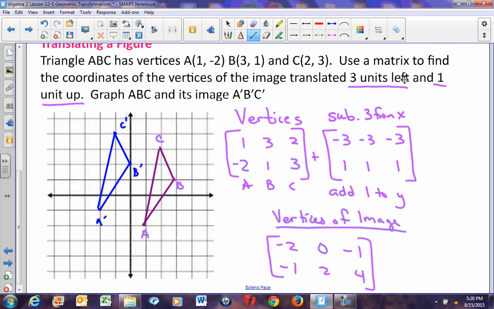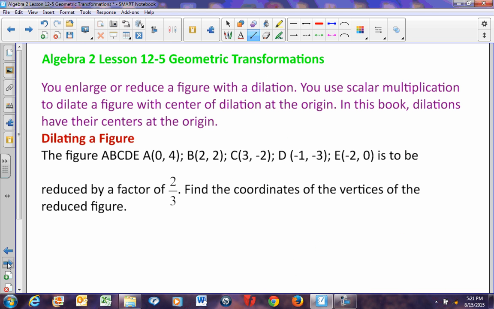So there we have it. The image and the pre-image graph. Obviously, if I was graphing it, it would be slightly better than using a smartphone. Okay? All right, you can enlarge or reduce a figure with a dilation.